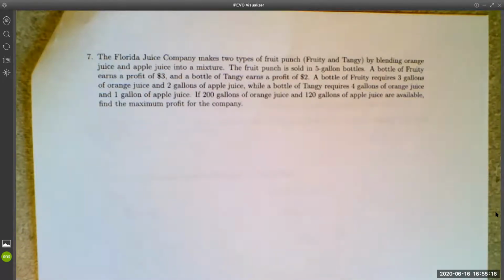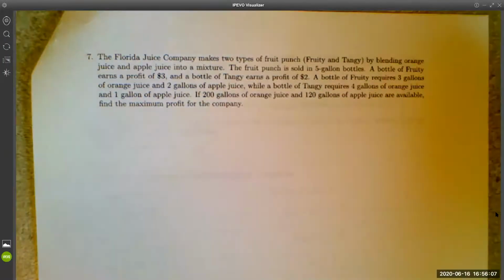Optimization problems. So here's an example where an optimization problem could come in handy. It says the Florida Juice Company makes two types of fruit punch, fruity and tangy, by blending orange juice and apple juice into a mixture. The fruit punch is sold in 5-gallon bottles. A bottle of fruity earns a profit of $3 and a bottle of tangy earns a profit of $2. A bottle of fruity requires 3 gallons of orange juice and 2 gallons of apple juice, while a bottle of tangy requires 4 gallons of orange juice and 1 gallon of apple juice. If 200 gallons of orange juice and 120 gallons of apple juice are available, find the maximum profit for the company.